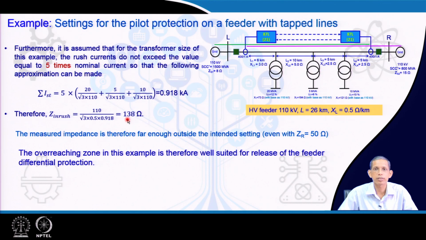So, it means that for an internal fault, the corresponding impedance seen by the 21 will be much smaller than that seen during inrush or a fault beyond the transformers. So, this measured impedance is far enough outside the intended setting of ZR, even if we set a very large value of 50 ohm or so, and that will not be a problem. So, the overreaching zone in this example is well suited for release of the feeder differential protection.